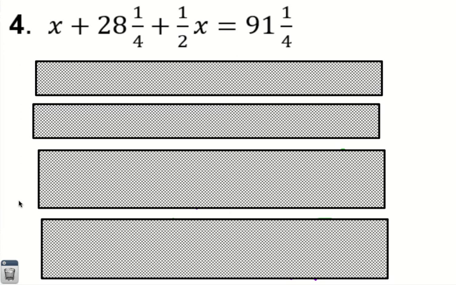For this problem, just throwing different miscellaneous stuff at you, like here, mixed numbers, right? Now, I would say at least here, 28 and a fourth, 1/2 x, 91 and a fourth. The decimal for 1/2 is just 0.5. The decimal for 1/4 is 0.25. Those are pretty nice, commonly known, fraction to decimal equivalencies, right?